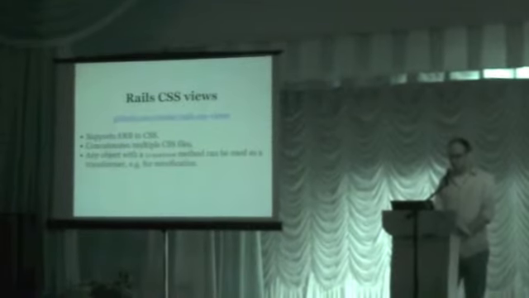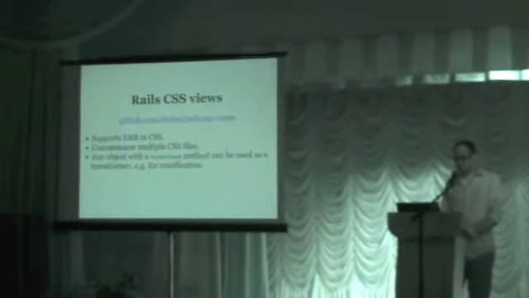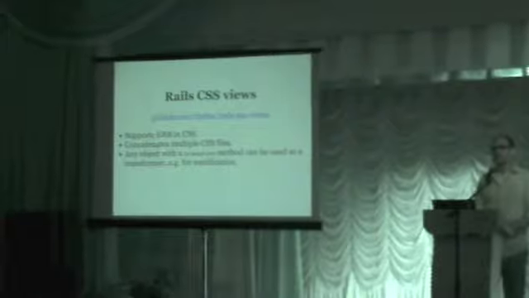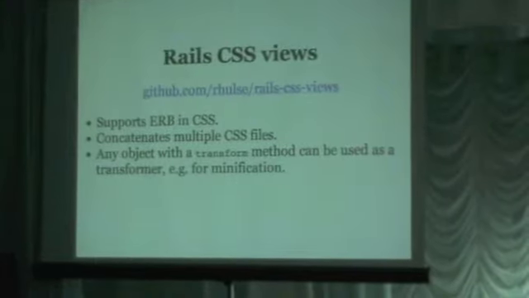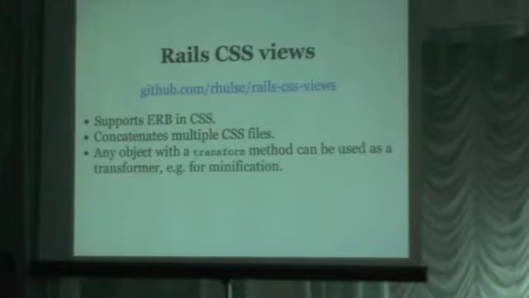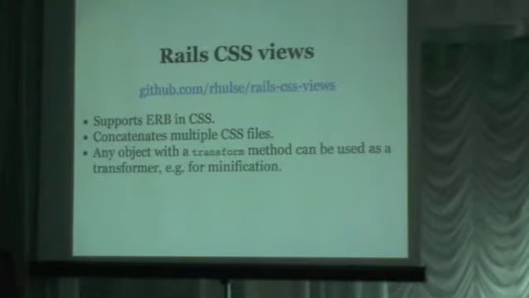The first one is Rails CSS Views. This was written by Richard Hulse. It was directly inspired by DHH's RailsConf talk this year. And its main goal is to support ERB and CSS and move the CSS files out of the junk drawer, as DHH called it, and into the application code.